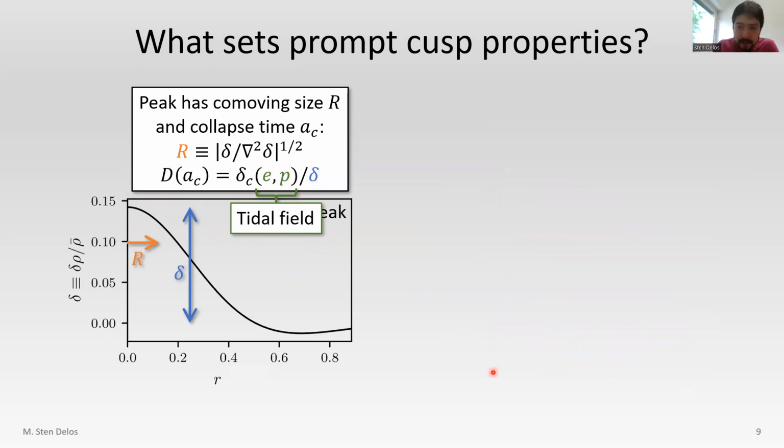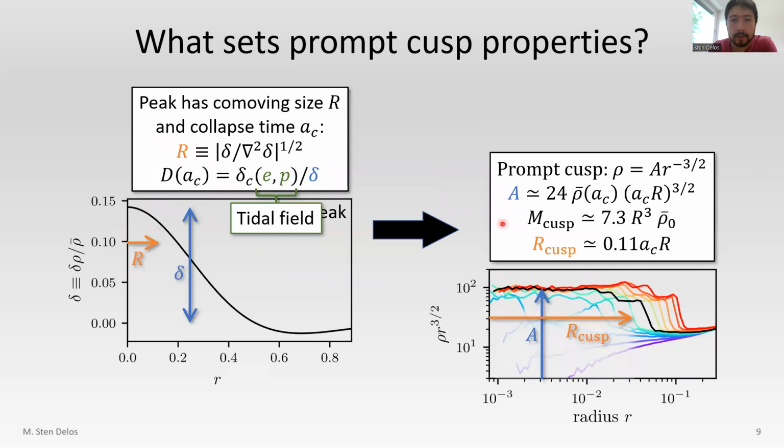And this leads to a prompt cusp with a density coefficient that's proportional to the density of the universe at the collapse time, times the physical size of the peak at the collapse time. The mass of the cusp is essentially the mass of the peak, and the radius of the cusp is essentially proportional to the physical radius of the peak at the collapse time. And I should emphasize that everything except the numerical coefficients in these relationships is demanded by dimensional considerations.